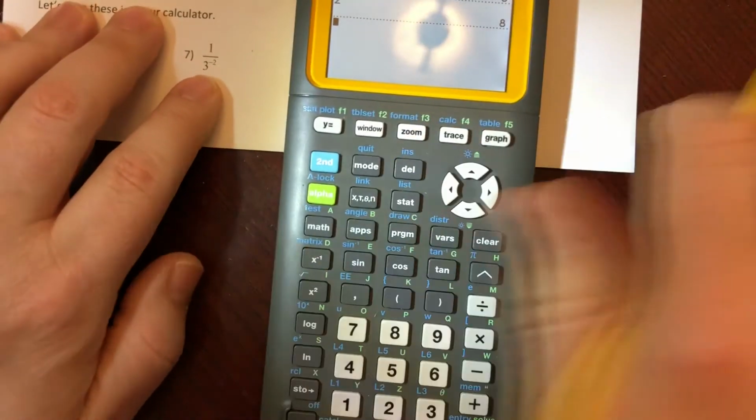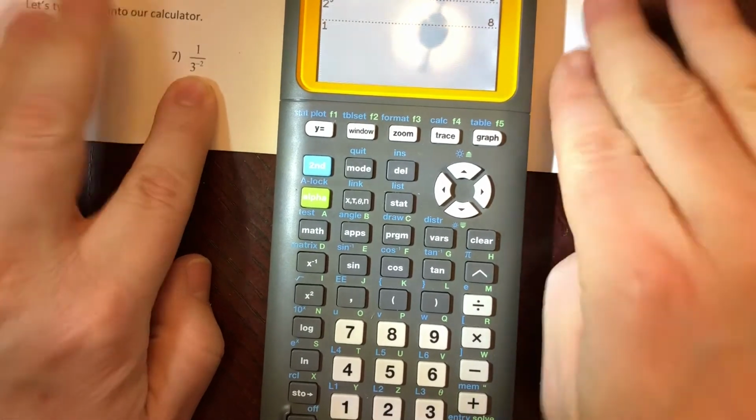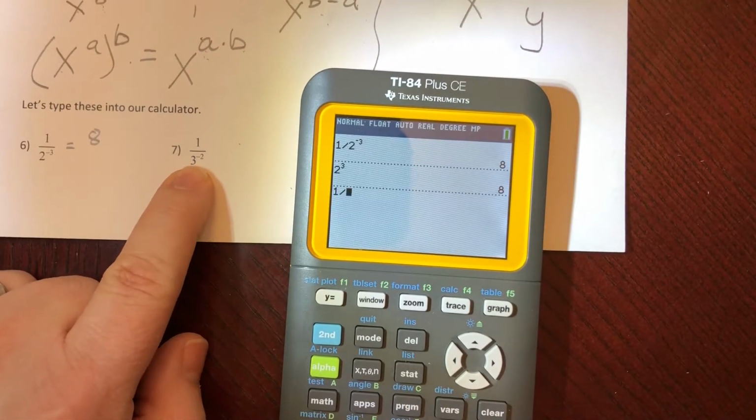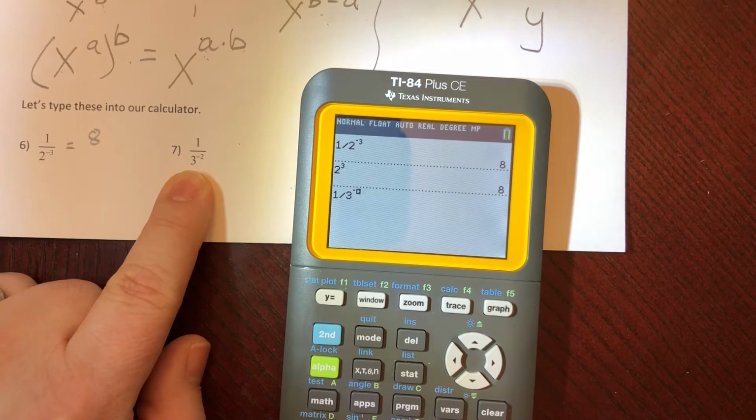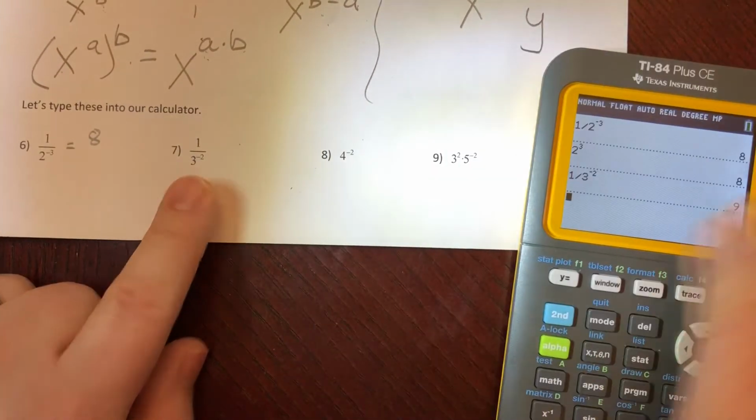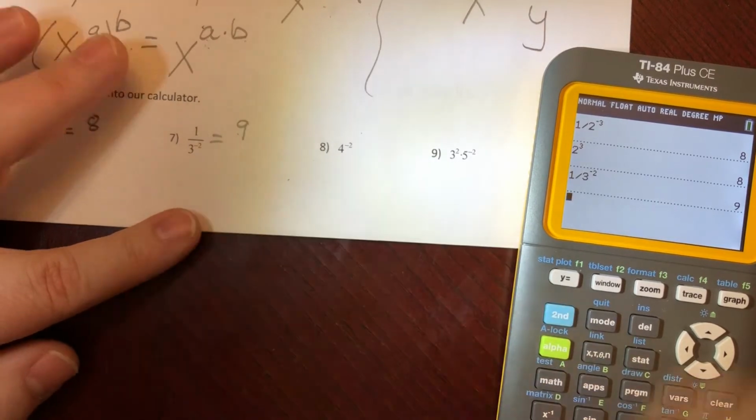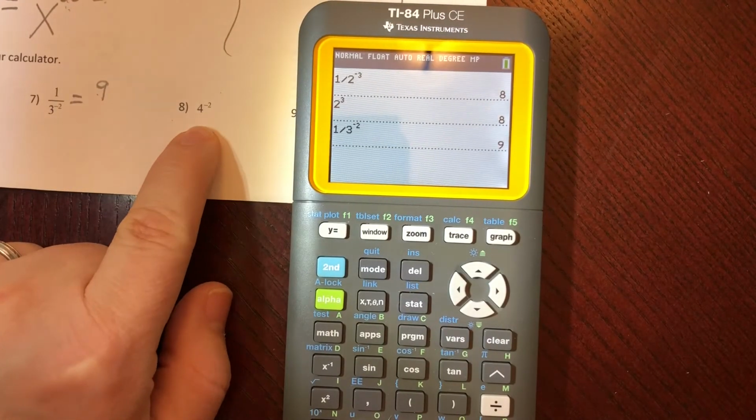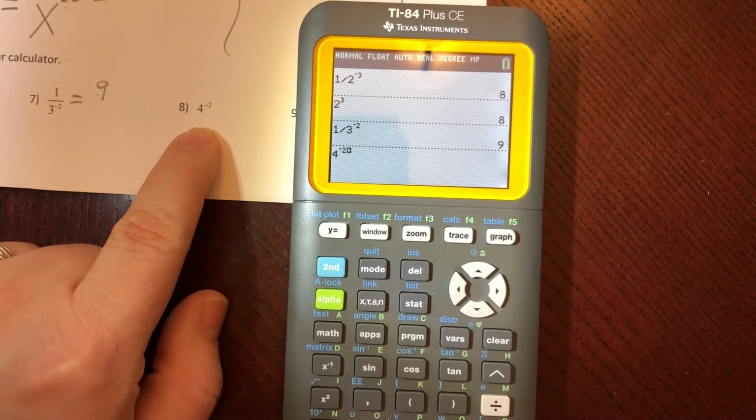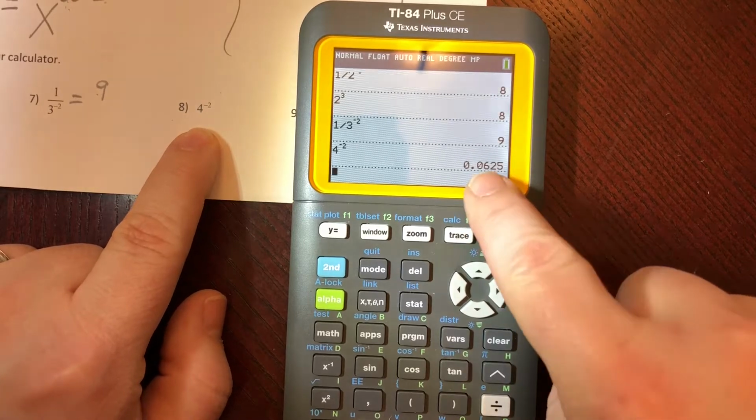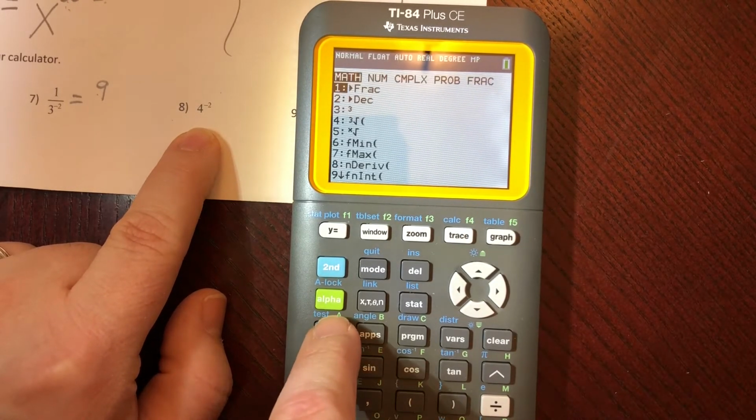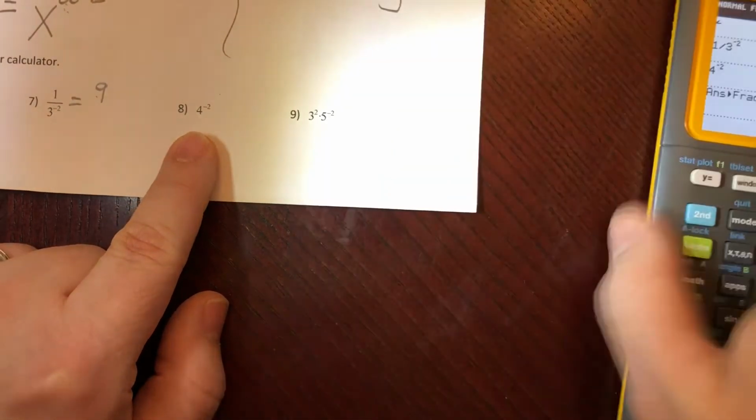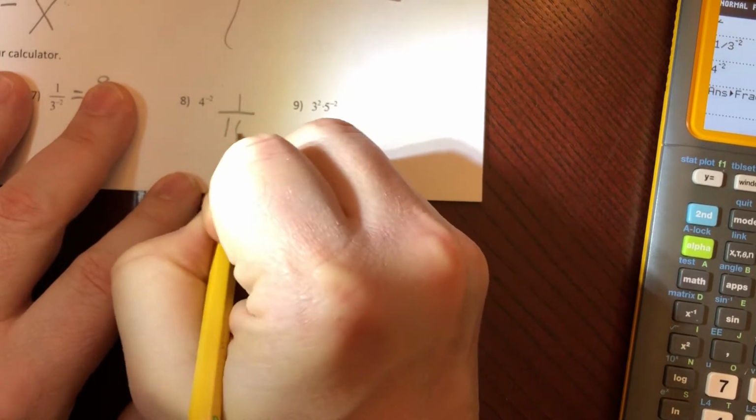Okay, well, that's interesting. Let's try this one. 1 divided by, let's bring the calculator down, 1 divided by 3 to the -2. Well, that ended up being 9. So it used to be here, and then it moved up there. So let's try this one. 4 to the -2. Now that's a decimal, but if I hit math and then turn it into a fraction by pressing enter, enter, I get 1 over 16.